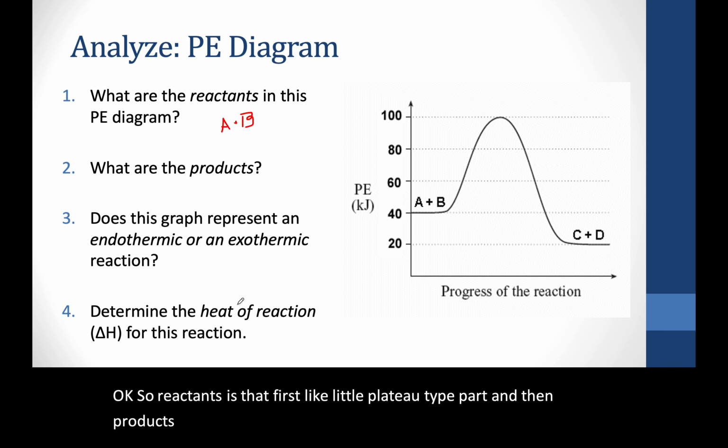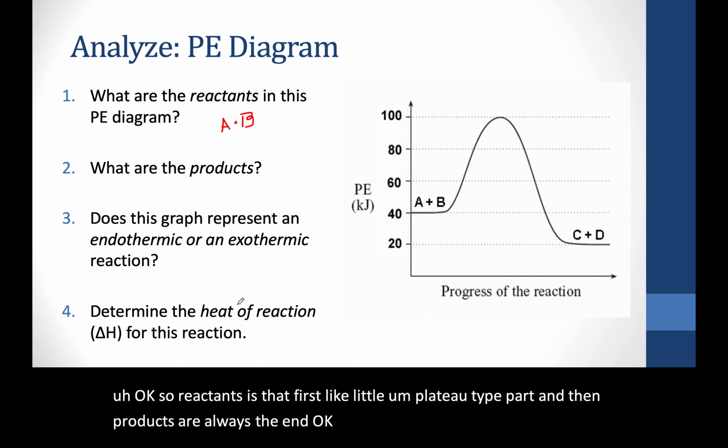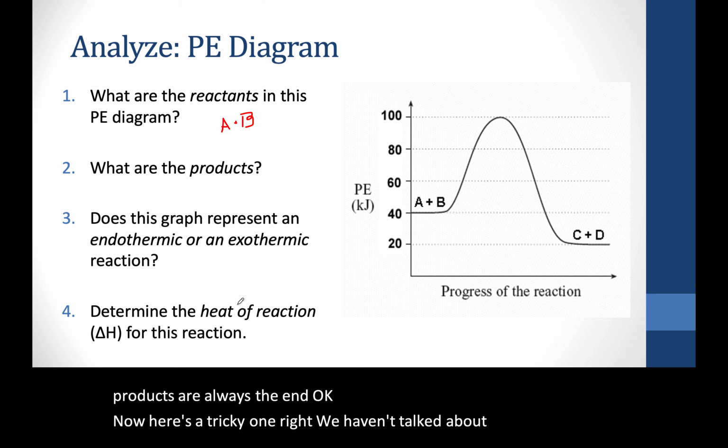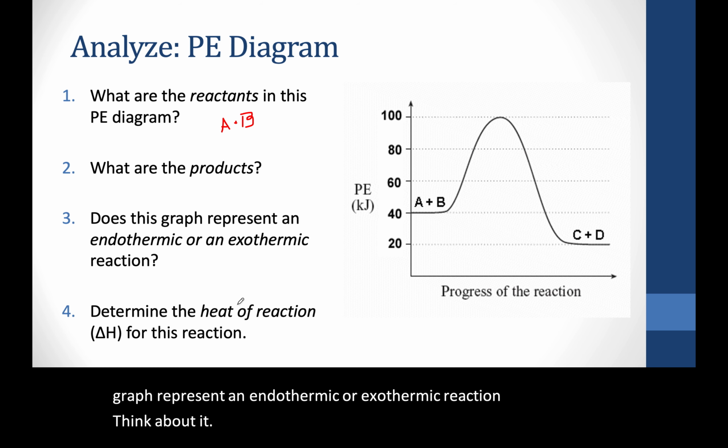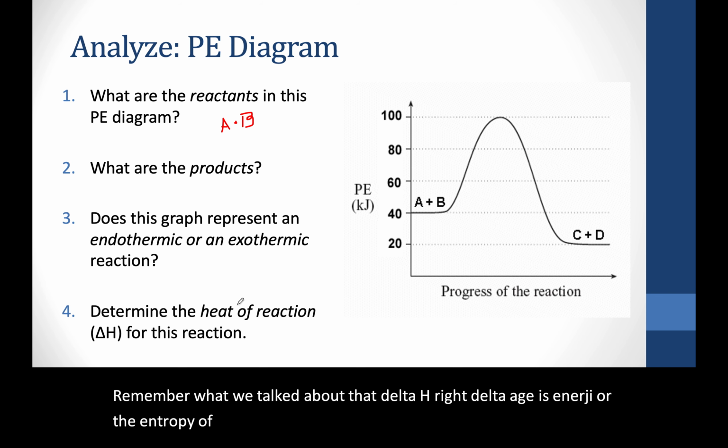Okay. Now, here's a tricky one. We haven't talked about this. Does this graph represent an endothermic or an exothermic reaction? Think about it. Remember what we talked about, that delta H? Delta H is the enthalpy of the products minus the reactants, right? So look what's happening here.